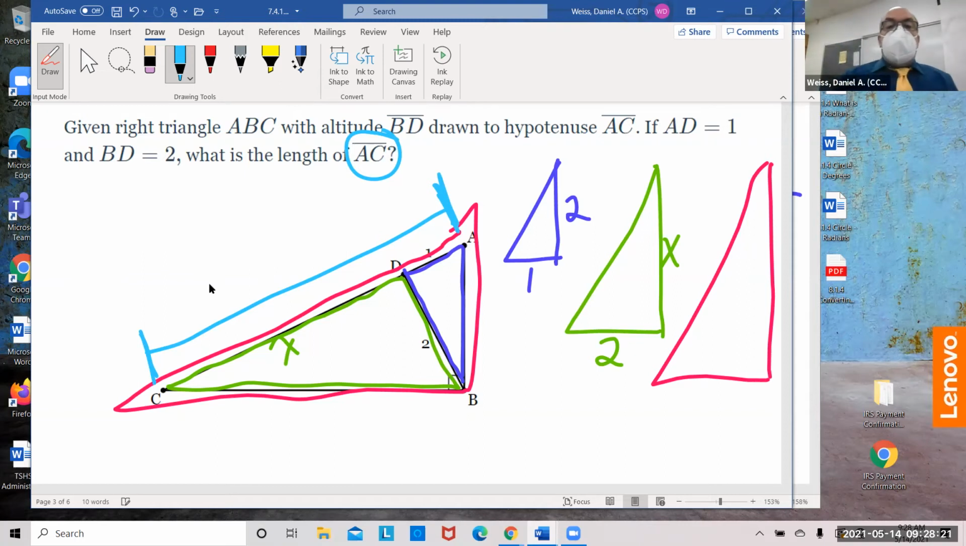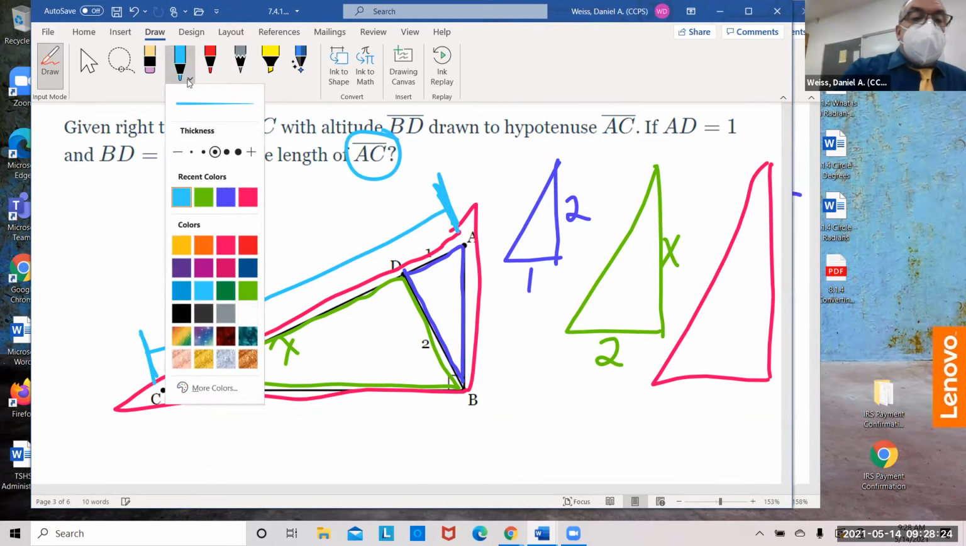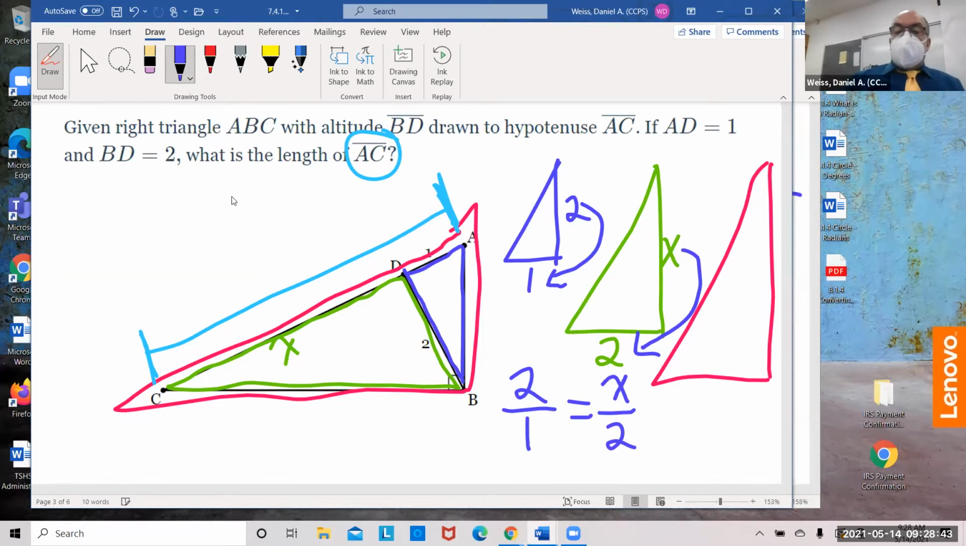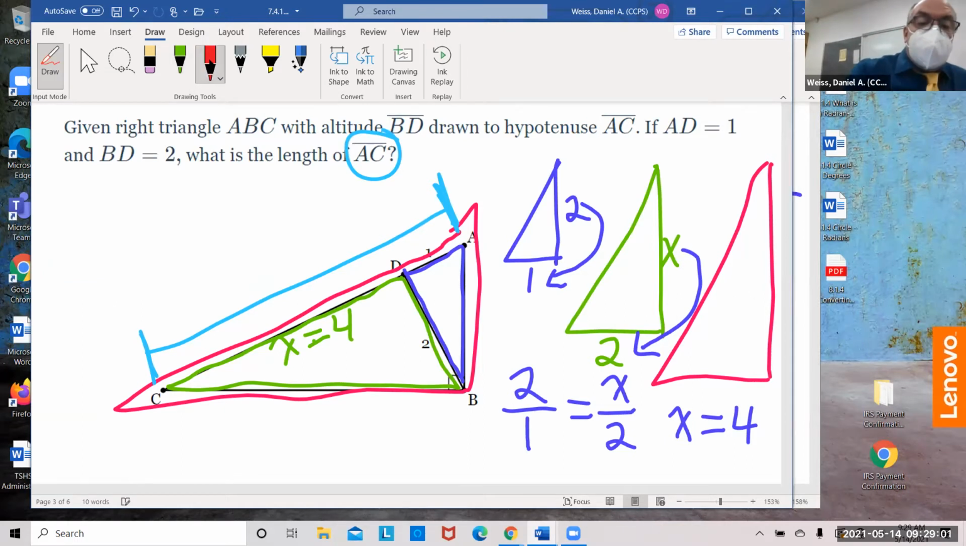So here I go. I'm going to set it up. 2 is to 1, this guy is to this guy, as X is to 2. I'm going to cross multiply. X times 1 is X. 2 times 2 is 4. X equals 4. So this is 4 plus the 1 equals 5. That's my answer.